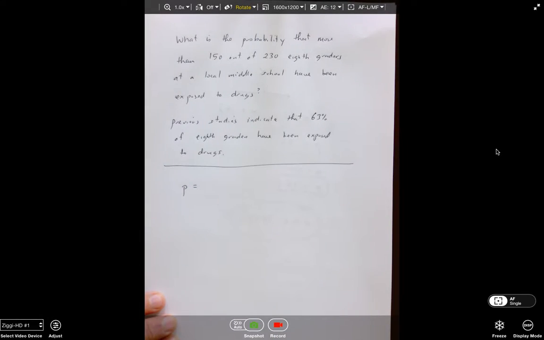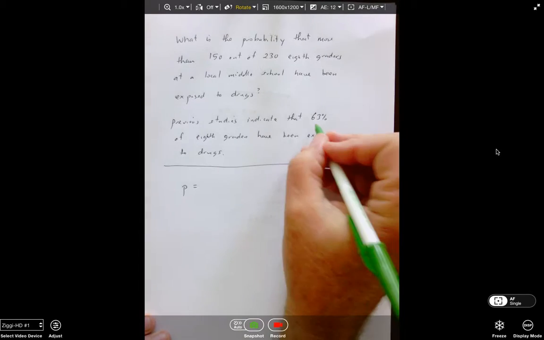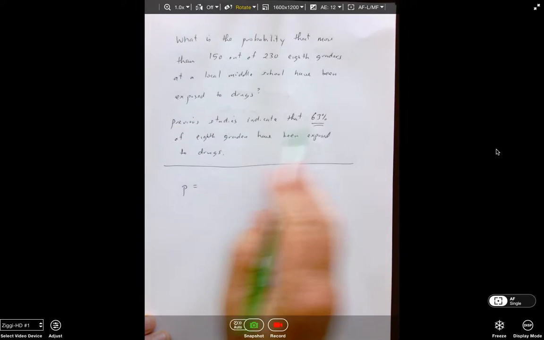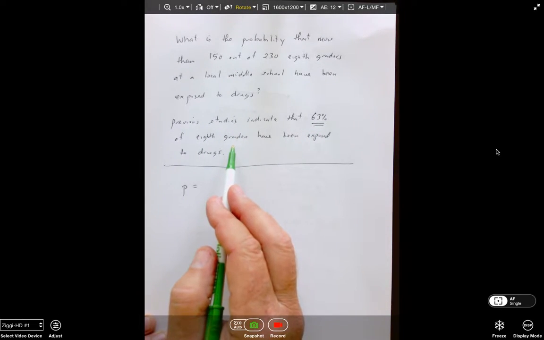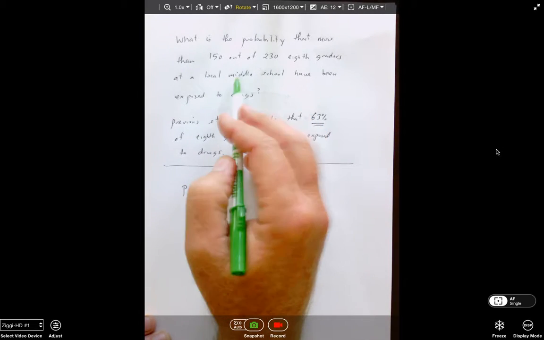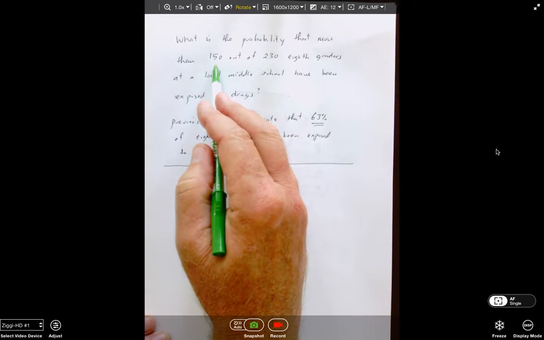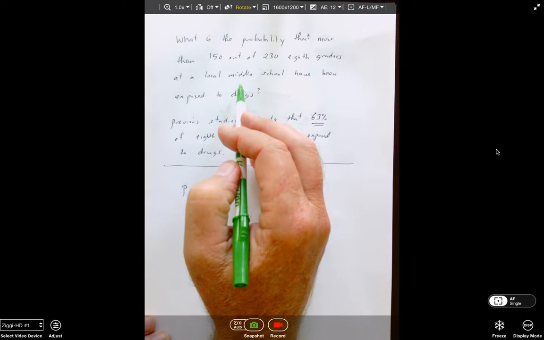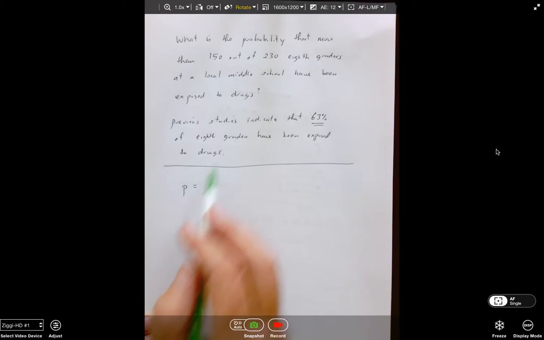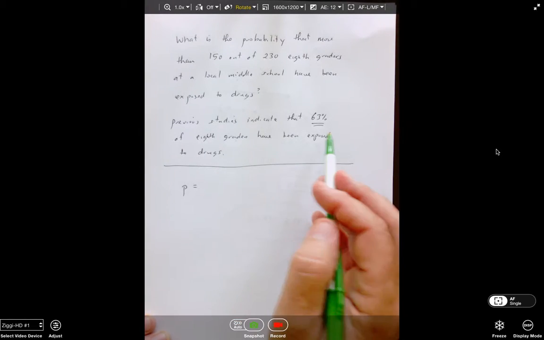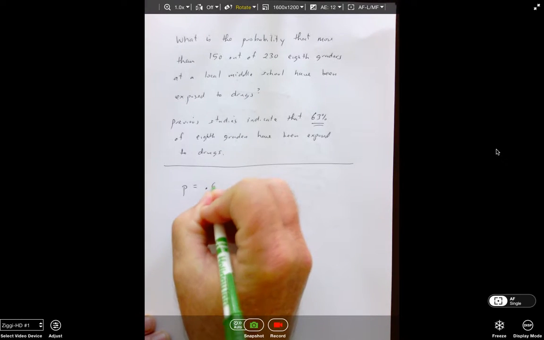What's P? What is the number in this problem that describes the population? Well, this right here. Previous studies indicate that 63% of 8th graders, we're focusing on all 8th graders here. This is just 230 from a local middle school, and 150 out of those 230 say that they have been exposed to drugs. P stands for the statement about the entire population. And again, the entire population here is 8th graders, so we're saying that 63%.